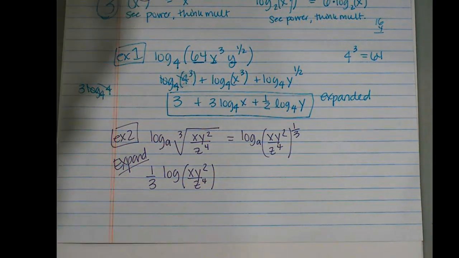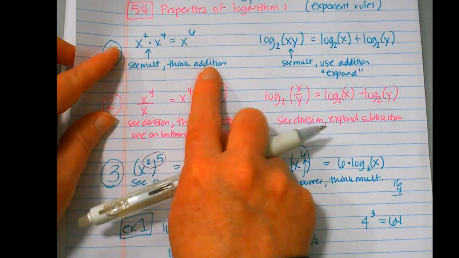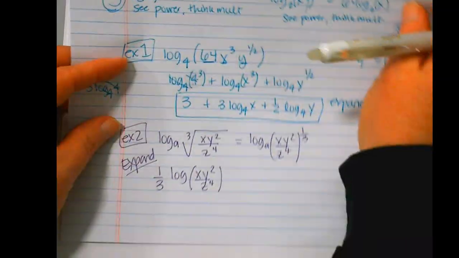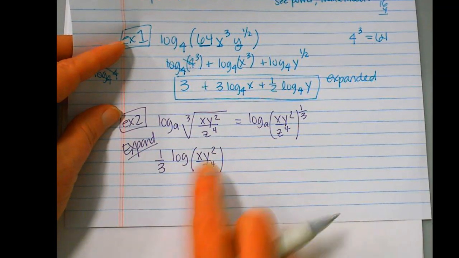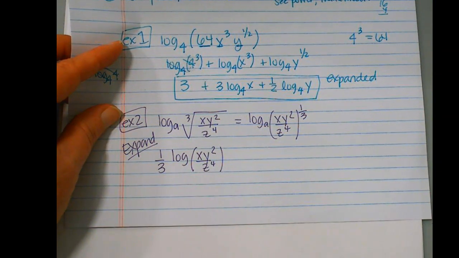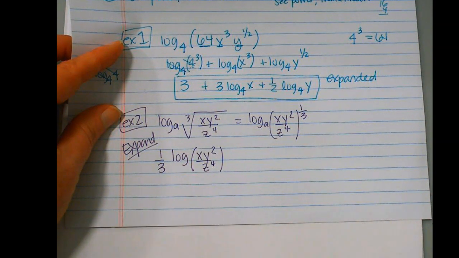So looking back at my rules, if I see multiplication, I'm going to think addition. If I see division, I'm going to think subtraction. We have multiplication and division, okay? So anything that's on the top will be a plus. Anything that's on the bottom will be a minus, because these are exponents.